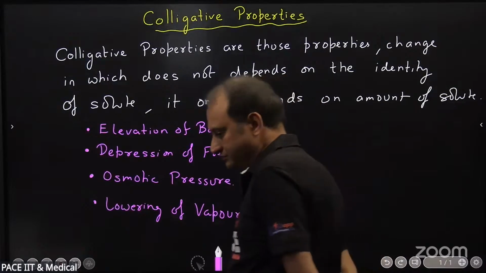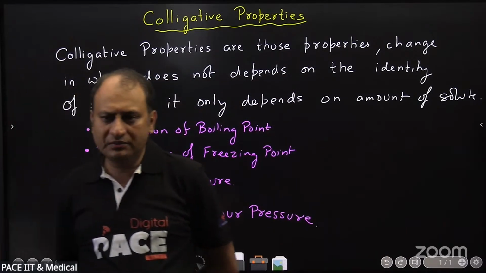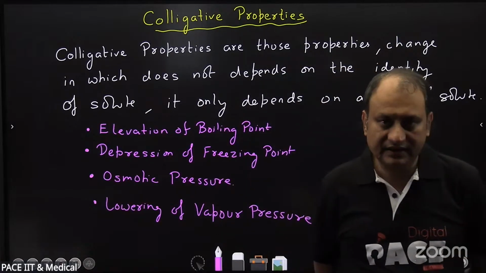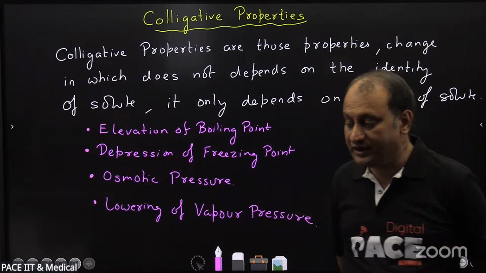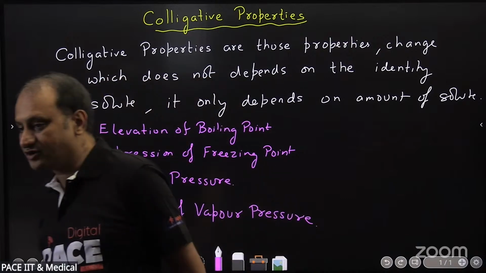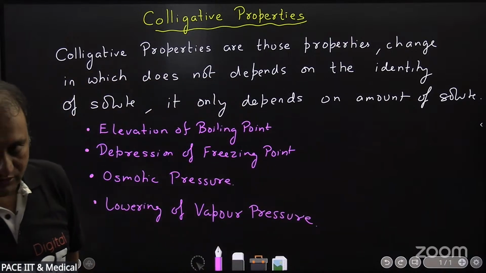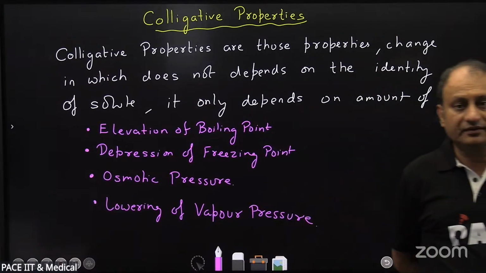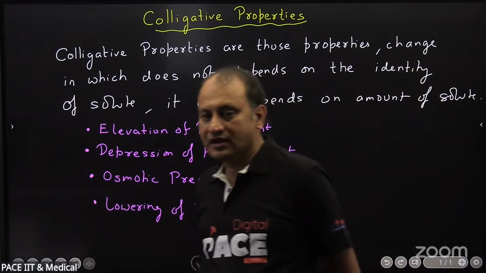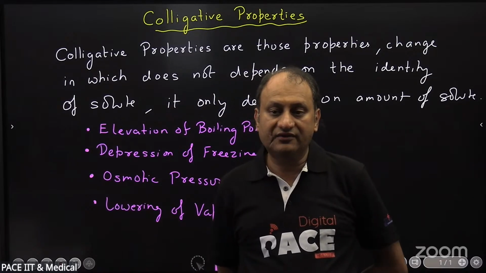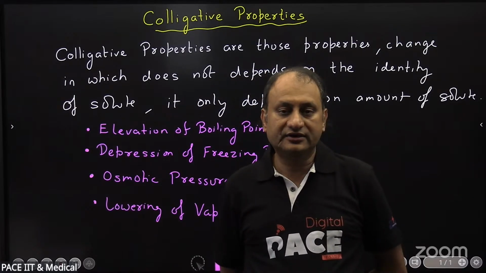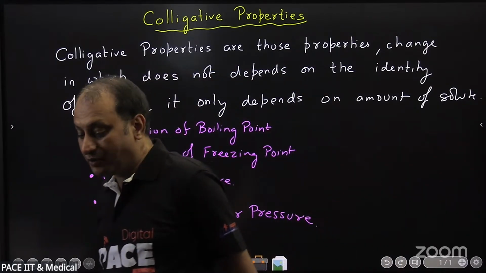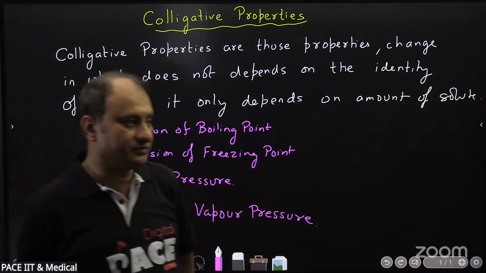Okay. And one more important thing here. We had said that colligative properties will only depend on amount of solute, will not depend on identity of solute. So here we have to be very careful to observe that whether the solute is dissociating inside the solution or not. Suppose I put 1 mole NaCl in water.